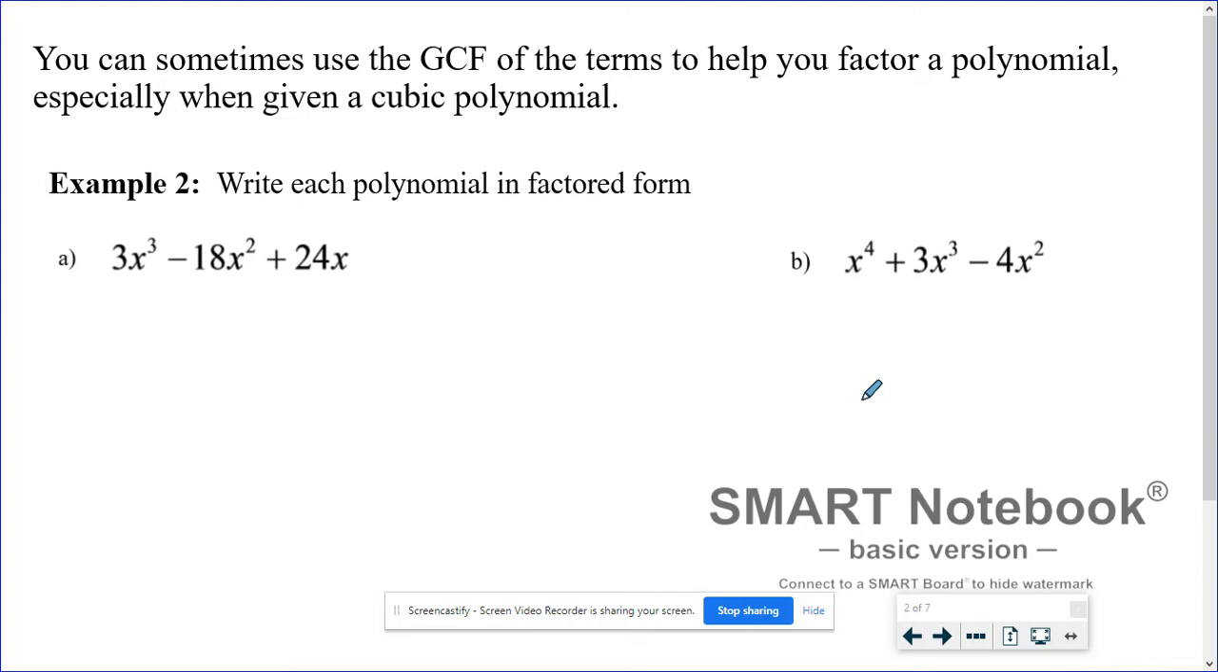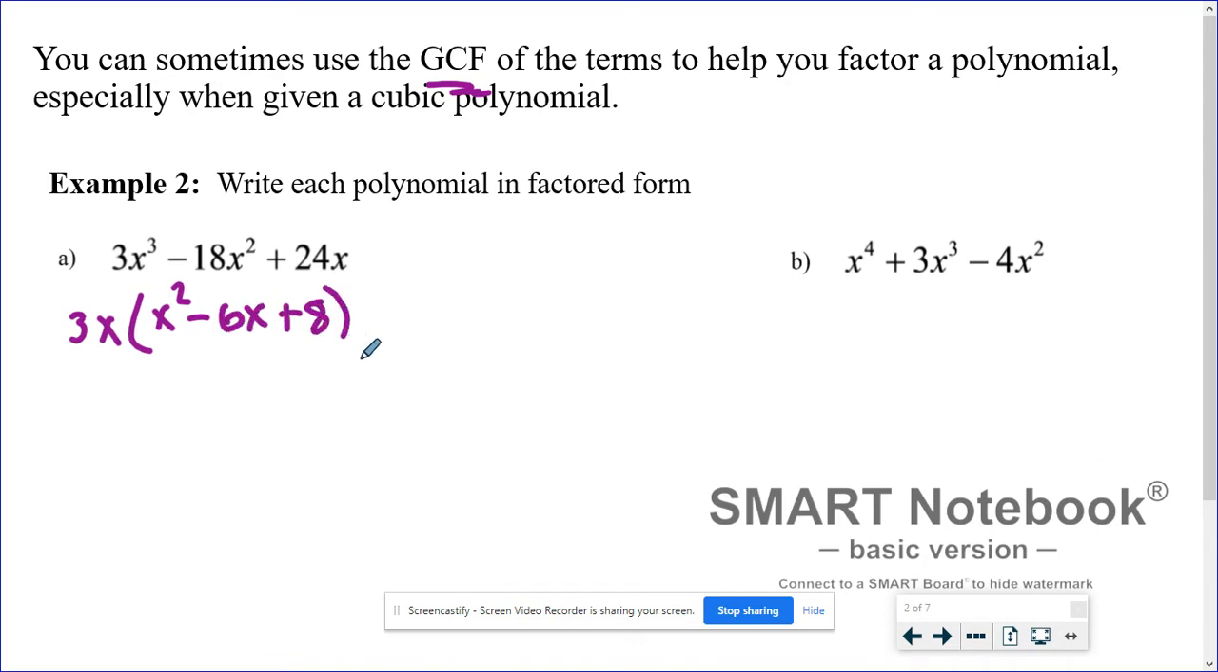Example 2, we're going the opposite direction. So here's the polynomial, write it in factored form. It says you can sometimes use the GCF of the terms to help you factor, meaning look for the GCF first, if there is one. Between 3x cubed, 18x squared, and 24x, the GCF is 3x. So we're going to divide that out first, and you get x squared minus 6x plus 8.